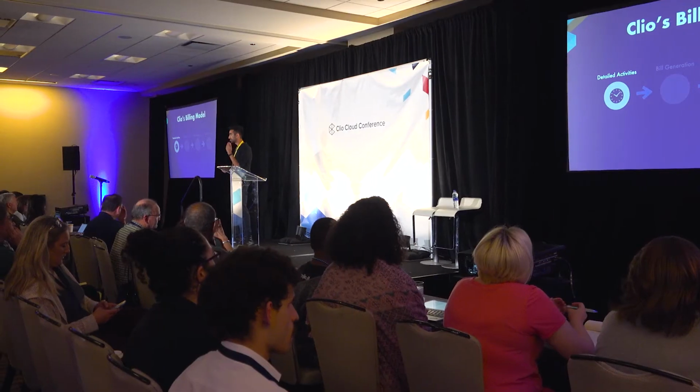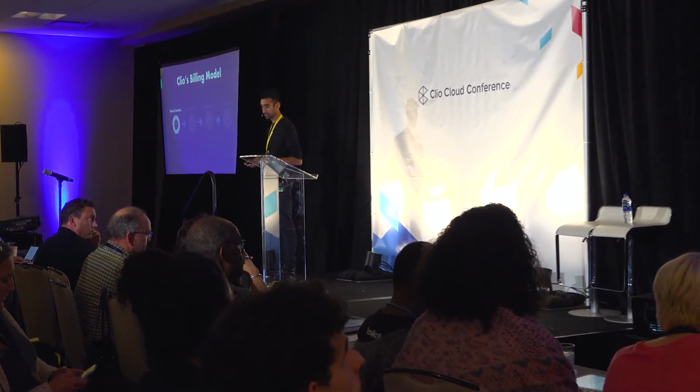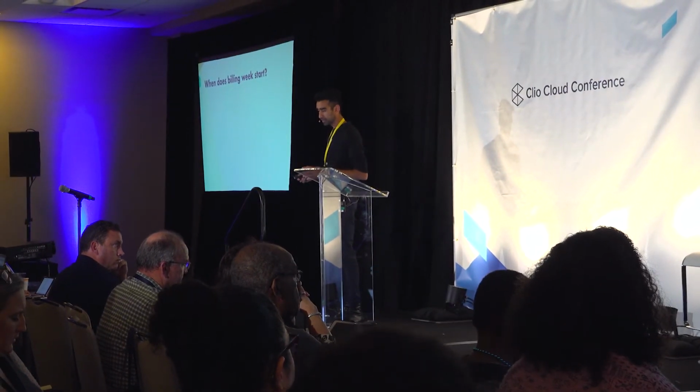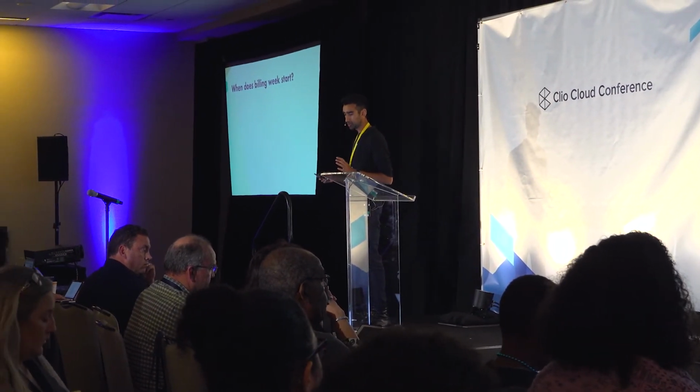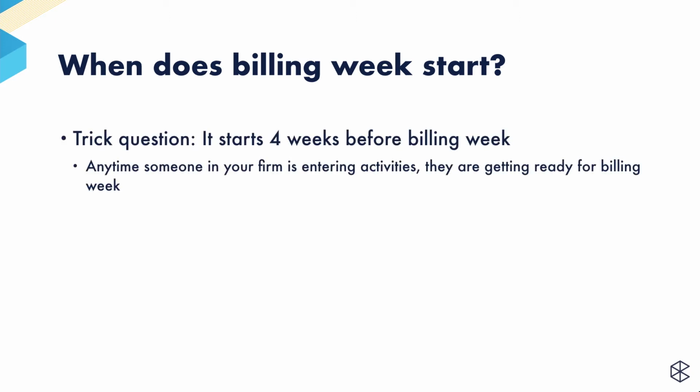All right. So with that philosophy out of the way, I'd now like to give you a little bit more of a walkthrough of what these stages look like in Clio's billing model. So the first one we're going to touch on here is the detailed activity stage. So I want to kick this off by asking you a question. And if you just let this sink in for a moment, when do you think billing week starts? And I'm not going to let that sink in for too long because I'm the kind of guy that likes to ask trick questions. Because billing week actually starts 4 weeks before your billing week.